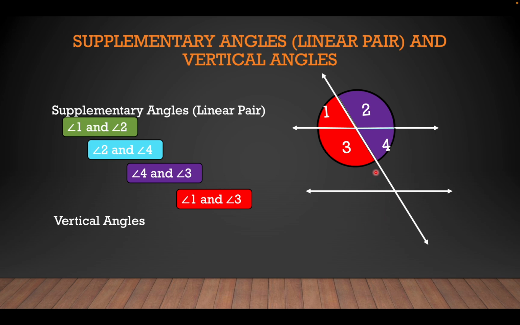But down here, I'm going to talk about our vertical angles. Remember, those are the angles that are across from each other, such as 5 and 8. And remember that these angles are congruent. So 5 is equal to 8, 6 is equal to 7.